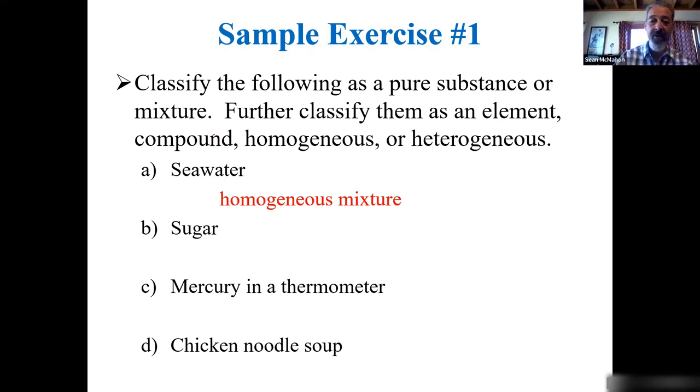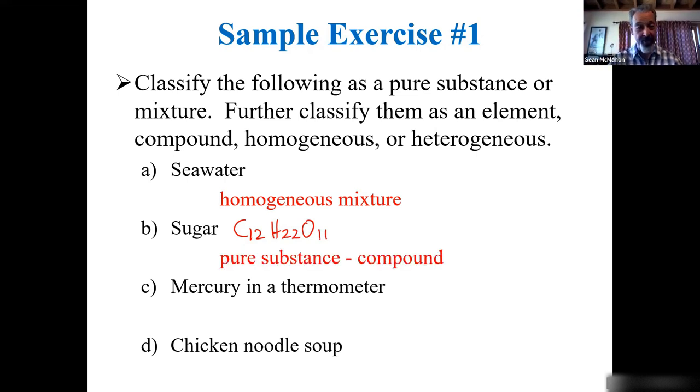Sugar. So remember I gave you the formula for sugar, C12H22O11. So this is an example. If I had pure sugar, it would be a pure substance and it's a compound. Why is it a compound? Because it's more than one type of element. There's carbon, hydrogen, and oxygen that are bound together to make sugar. Why is it considered pure if there's more than one type of element? Because it has this fixed ratio.